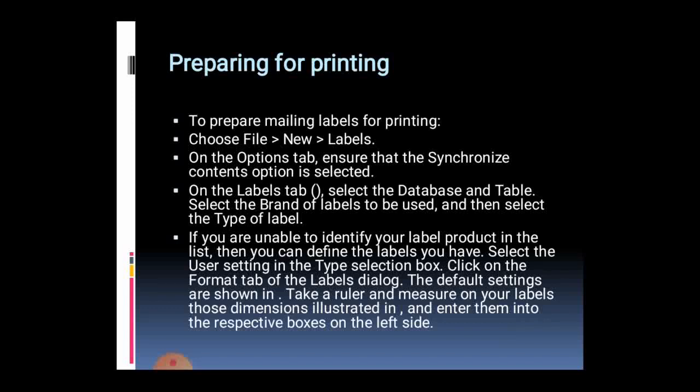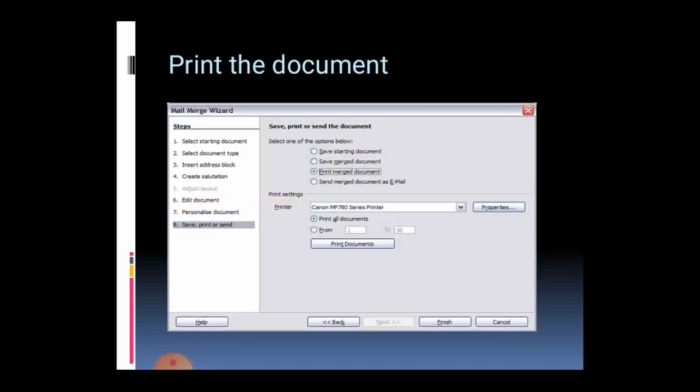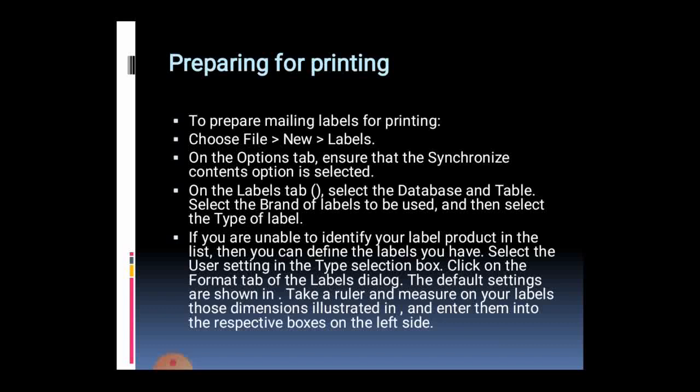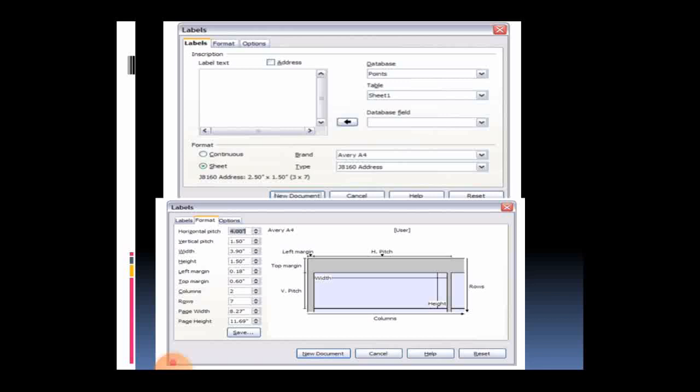Okay, for preparing for printing, what we need is labels. For that we have to choose the file menu. In the file menu you have to select new and the labels option. Okay, on the options tab we have to ensure something. We have seen these things under the mail merge document, right? So we have one more method, that is labels. Once you click labels, this window will be displayed.